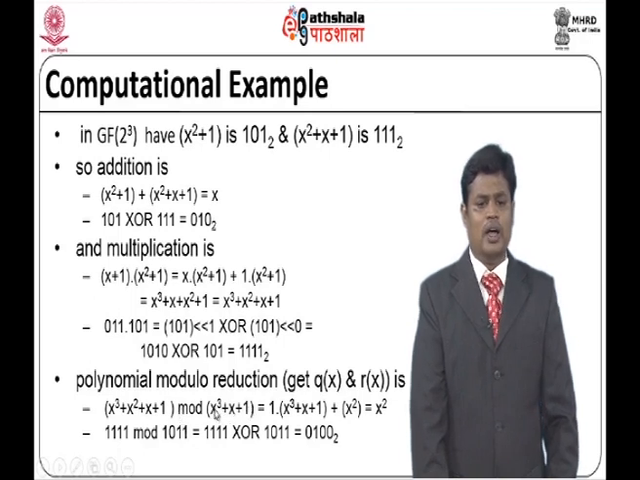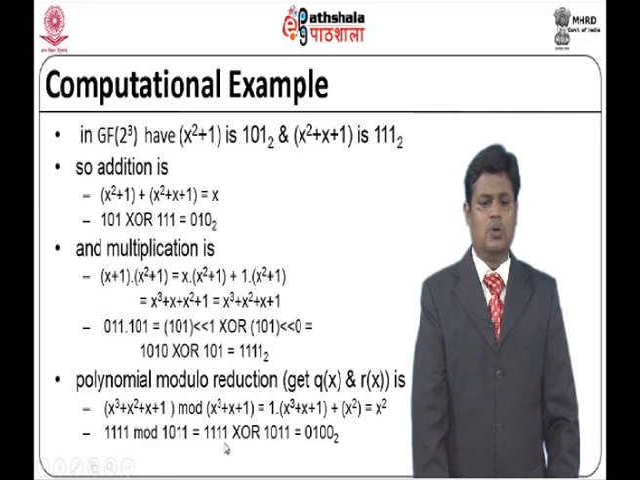So as you do the modulo operation with the irreducible polynomial, we take x cube plus x square plus x plus 1 mod x cube plus x plus 1. Here x cube plus x cube cancels, and the remainder is x square. In terms of binary digits, 1111 mod 1011, you do an XOR operation and get 0100. So this coefficient is 1, then we can say the term is x square. So what is our answer? We are getting x square.